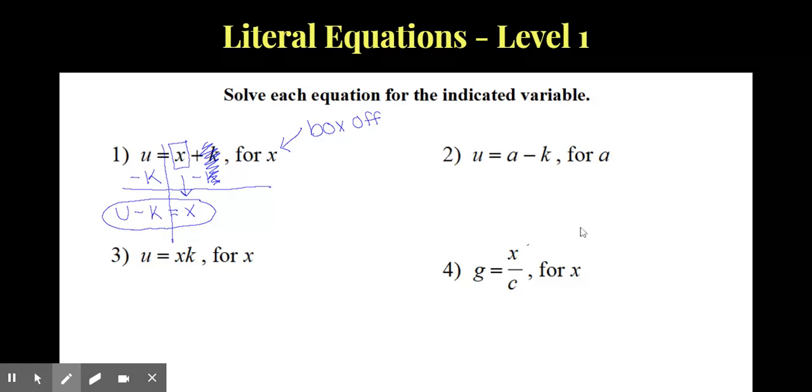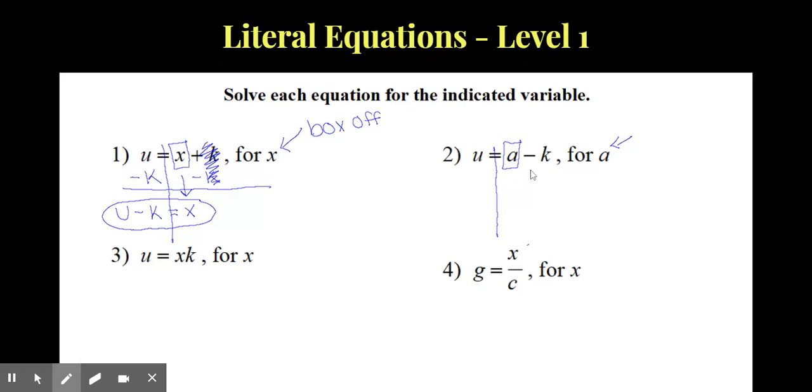Let's try one together. Problem number 2. This equation says u equals a minus k, and we are asked to solve the equation for a. Which variable in the equation should I box off? I want to box off the a. Remember, always box off the variable that you are solving for, and we were asked to solve for a.